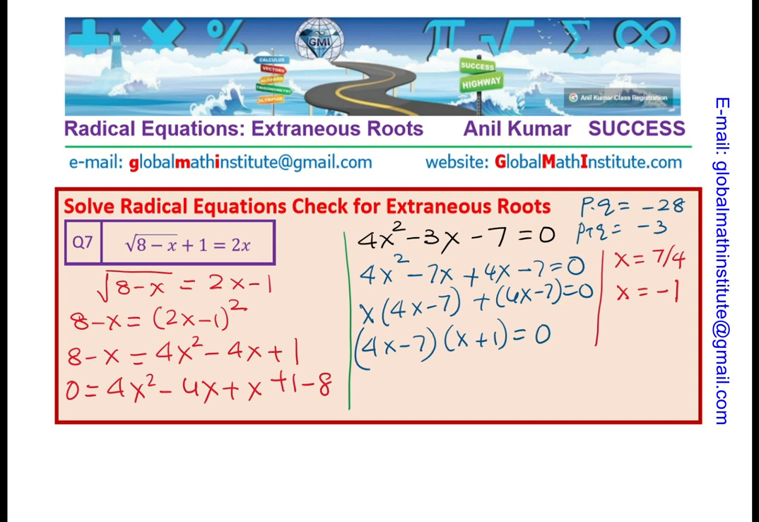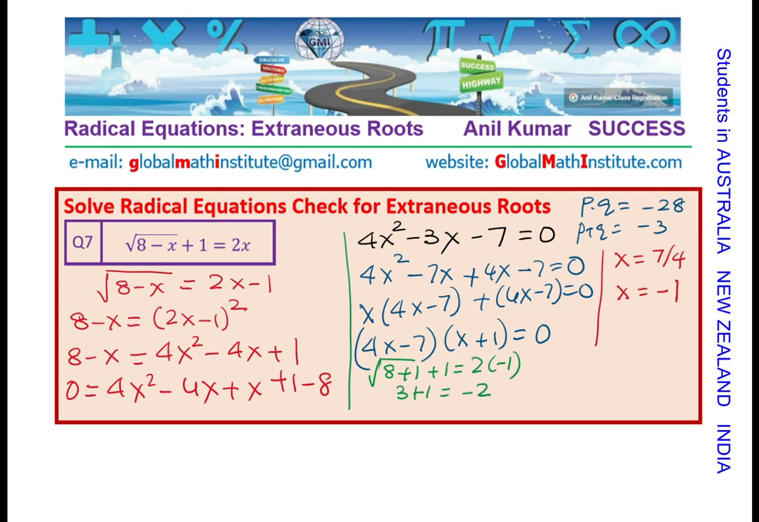Substituting minus 1 in this equation gives me 8 minus of minus 1, which will make me plus 1, plus 1 equals to 2 times minus 1, correct? Now that is 3 plus 1, and here we have minus 2. So definitely it doesn't work. So it is extraneous. So minus 1 does not work for us. I'm going to cancel this away.